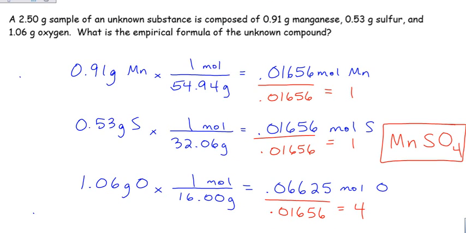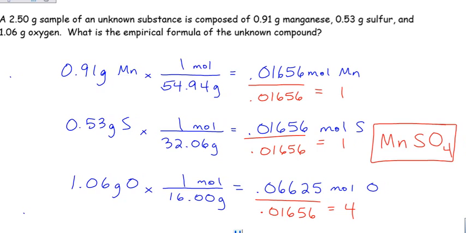Alright, so let's look at this last one. Hopefully you had a chance to try it. We have 2.5 grams of an unknown substance. They do give me the composition of the substance. Now again, they could have left one of these out. They could have said this is a compound of manganese, sulfur, and oxygen. I have 0.91 grams of manganese, 0.53 grams of sulfur, and the rest is oxygen. Well, if you know that the overall sample is 2.5 grams, you could just subtract to get the mass of the missing element.